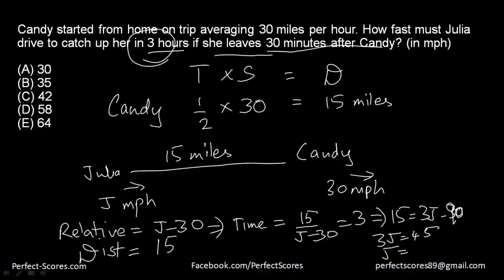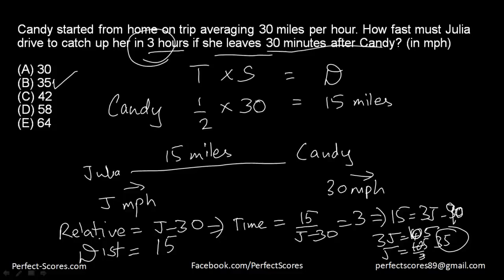So 3J minus 90, so this is going to be 90 plus 15, which is going to be equal to 105. So J would be 105 divided by 3, which is 35, so 35 is my answer, right? So suppose you've understood this question, just a little calculation error at the end.